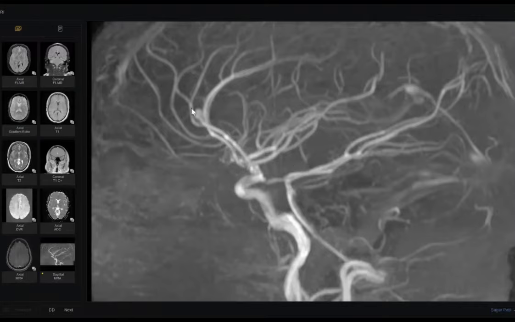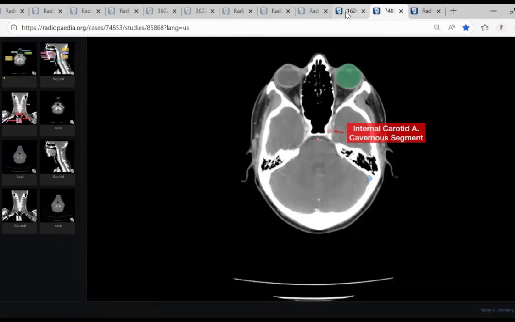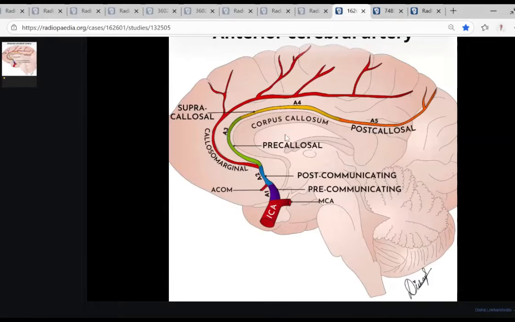The aneurysmal dilatation here. Which part is this one? This is the ACA, and ACA has many parts. Look here, my colleagues. This is the ICA. Inside the Sylvian fissure, at the terminal part, it is bifurcated into MCA and ACA.